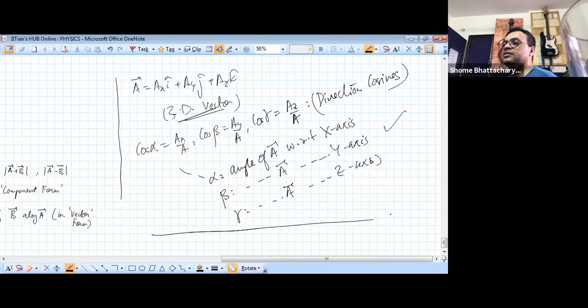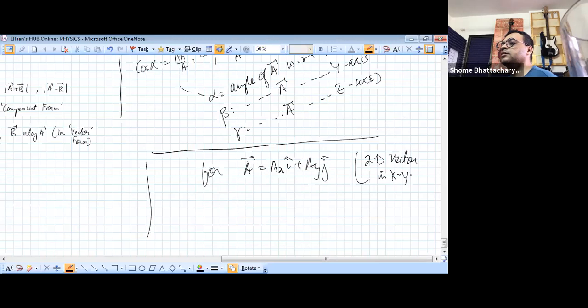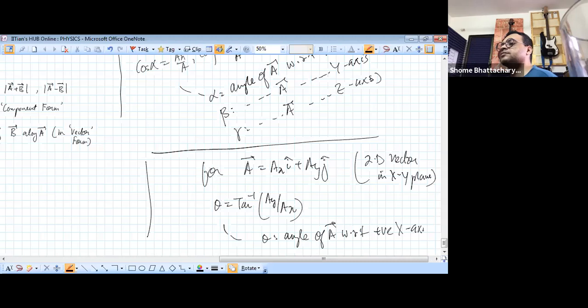Okay. Whereas if the vector is in 2D, it's much easier. For A equal to Ax i cap plus Ay j cap, a 2D vector in the xy plane, the theta is such that it is tan inverse of Ay by Ax, where theta is the angle of vector A with respect to the positive x-axis.